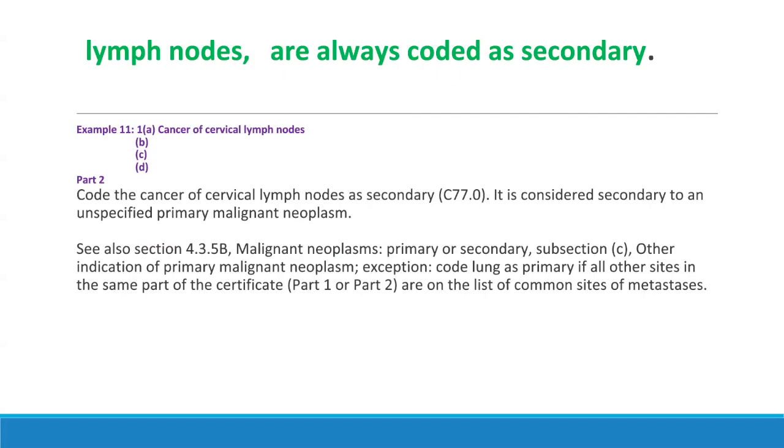Cancer of the cervical nodes is always coded as secondary, C77.0, assuming it is secondary to an unspecified primary malignant neoplasm. This coding practice is consistent with the general guideline that lymph node cancers are considered secondary unless proven otherwise, indicating metastasis from another primary site.